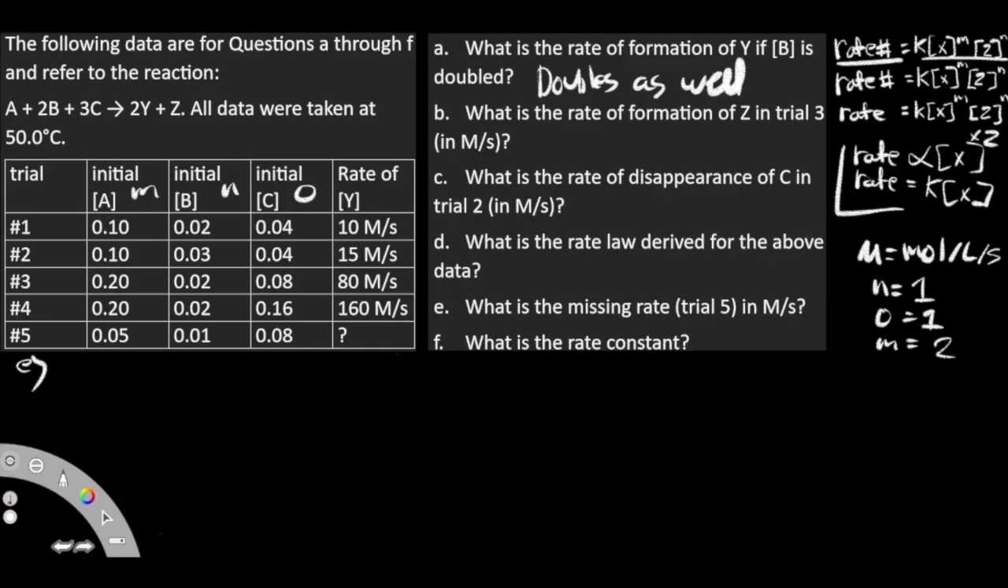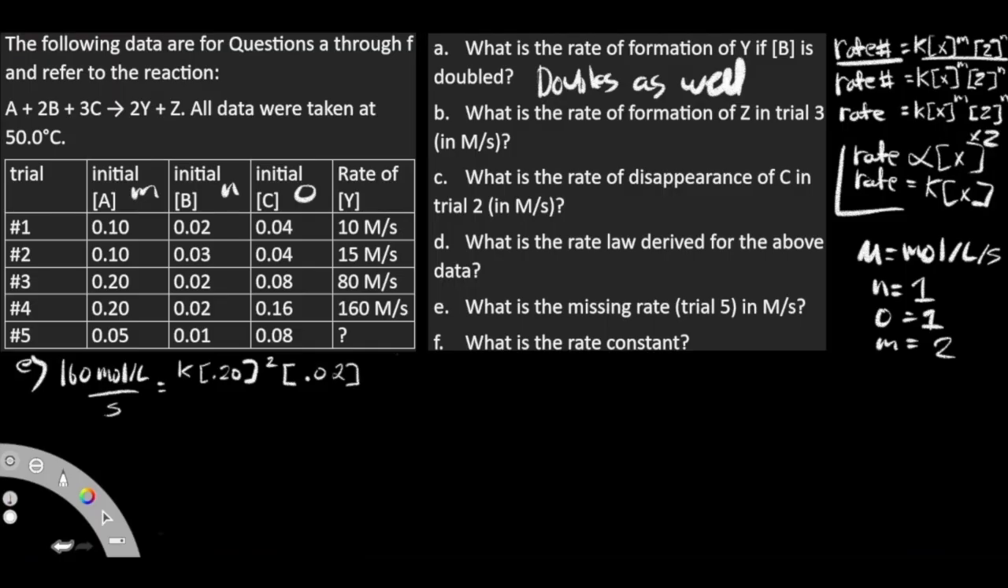Let's use number 4, for example. So again we have our rate. Our rate is going to be 160 moles per liter per second, which is equal to what? Our K. We have no idea what it is, but for our trial 4 we can use 0.20, and it's going to be to the power of what? We know that this is going to be m, so we put a 2 on the top there. Then we multiply it by 0.02. Sorry, the other one was 0.20, so this one's 0.02.